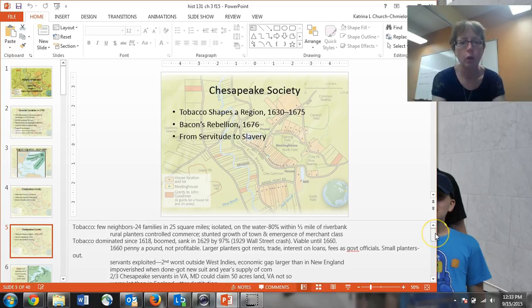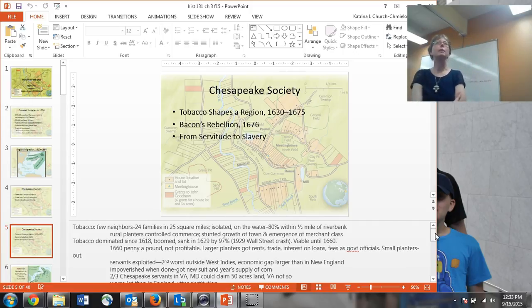Okay, so tobacco in the Chesapeake was king, yes? Exactly. Okay, so, because of tobacco, it took a lot of land, and so you had few neighbors. And you'll see this again, but when you have few neighbors, a lot of times your families feel isolated from others. And in isolation, you develop different ways of doing things, okay?